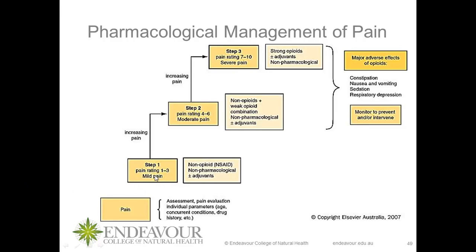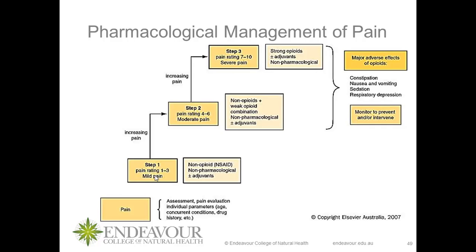In step 1, if it's a mild pain that a person might rate at 1 to 3, we'll use non-opioid means, non-steroidal anti-inflammatories, but also preferably non-pharmacological means. It might be these non-pharmacological means, your complementary therapies with an adjuvant, something to treat, say, their depression. That might even also be a complementary medication, a herb that you're using.